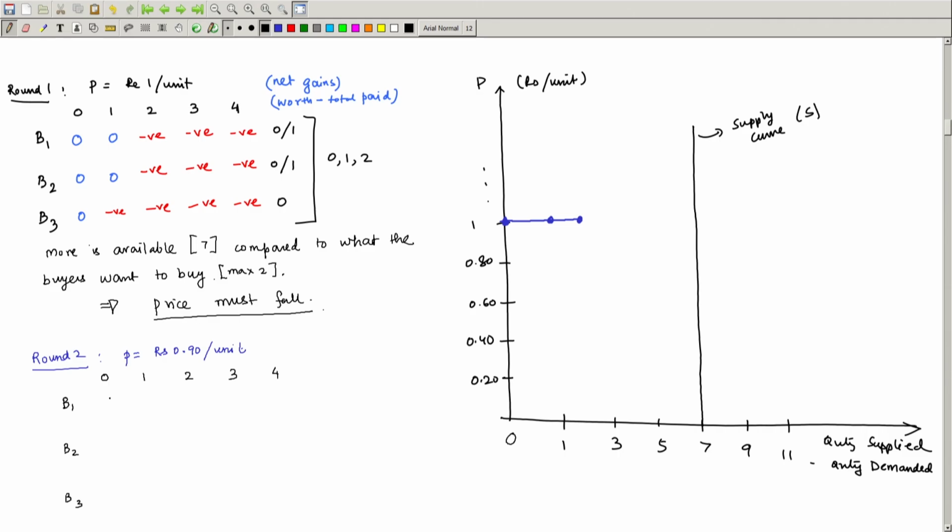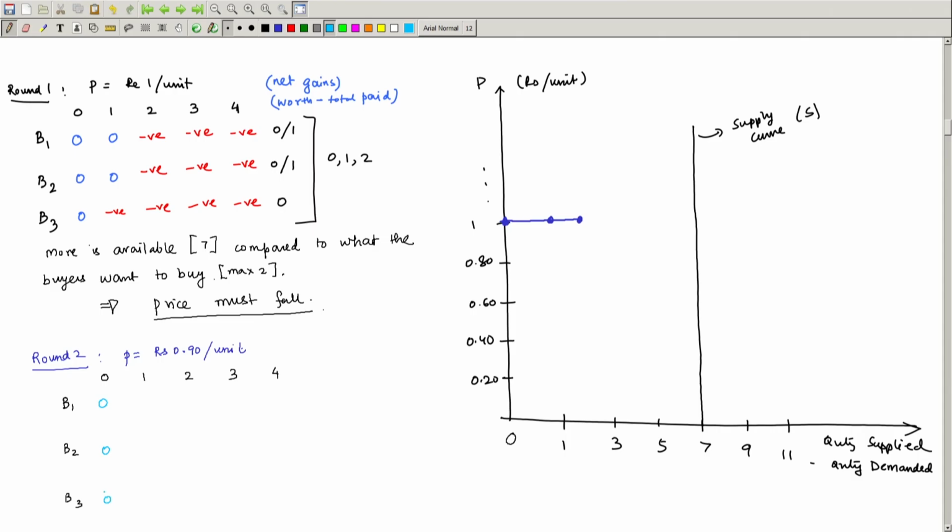So, as before, if they do not buy at all, which is where the quantity is 0 units purchased, there is no net gain, right. So, the net gain is the worth that they assigned minus what they pay in total. So, if they are not buying anything, I will just put a number 0 here.